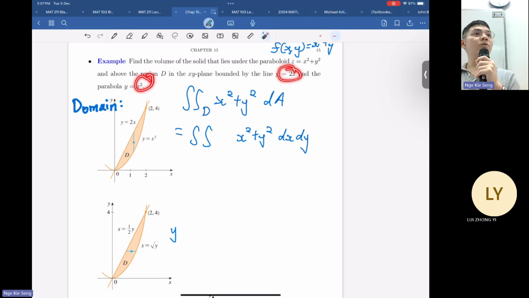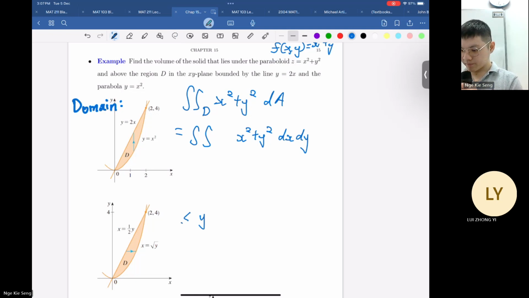So the two intersection points are x equals 0 and x equals 2. And then you plug into your curve to find the y value. So if we fix y, in this diagram here, y is going from where to where? 0 to 4. Going from 0 to 4.